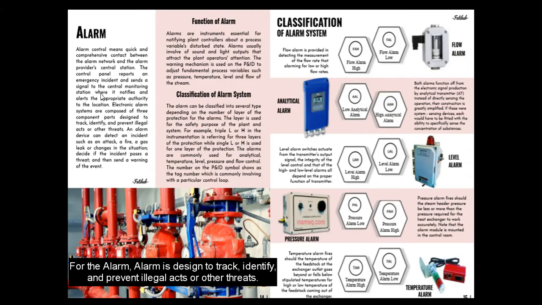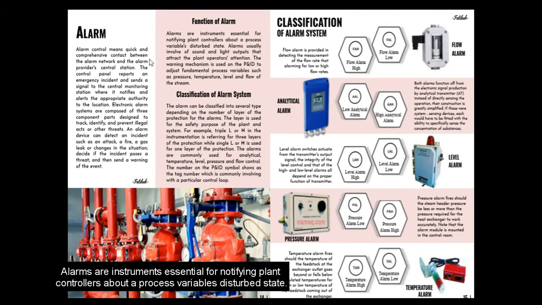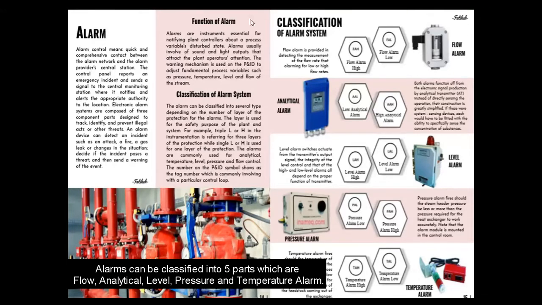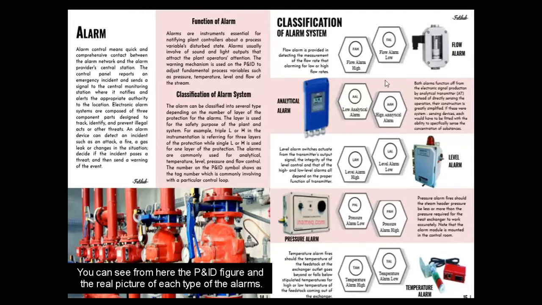For the alarm page, alarms are designed to track, identify, and prevent illegal acts or other threats. Alarms are instruments essential to notify the plant controller about a process variable's disturbed state. The alarm can be classified into 5 types, which are flow alarm, analytical alarm, level alarm, pressure alarm, and also temperature alarm. You can see here the PNID figure and also the real picture of each type of the alarm.